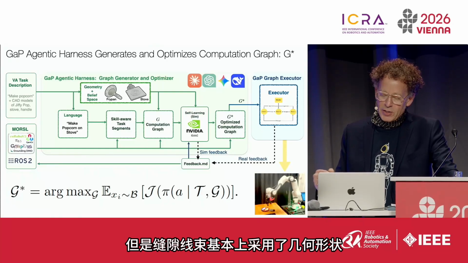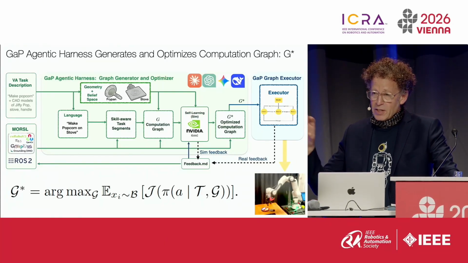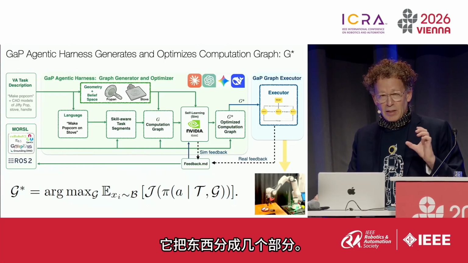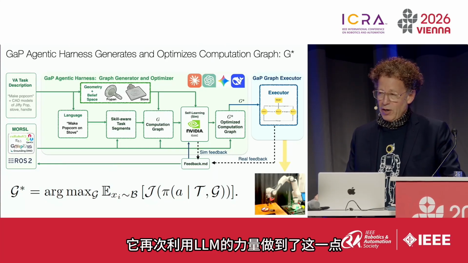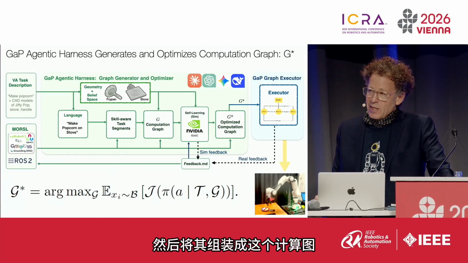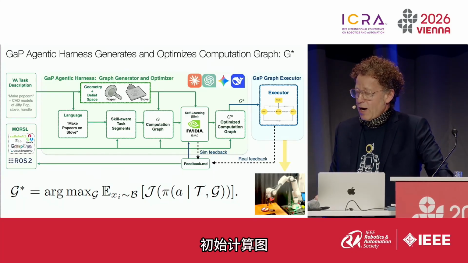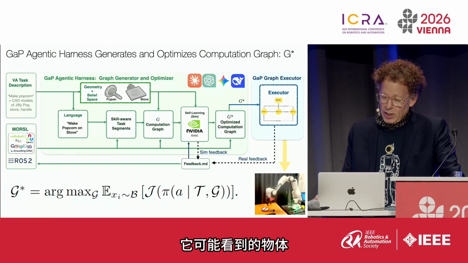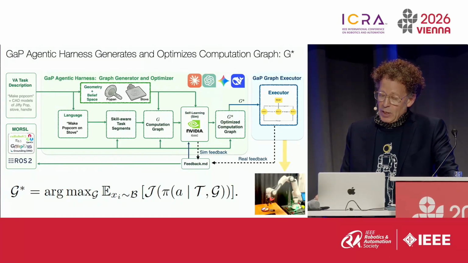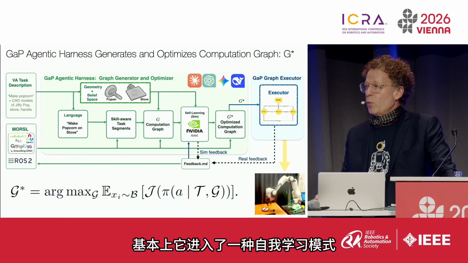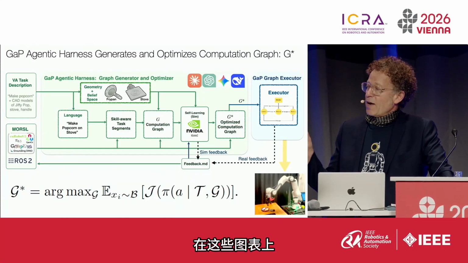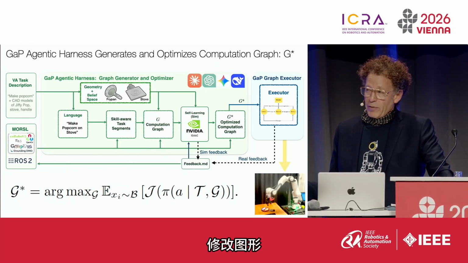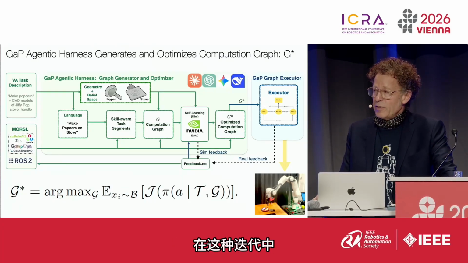But the GaP harness basically takes in the geometry, this task definition that I just showed you, and also the language description, and it breaks things down into segments. Again, it does that with the power of the LLM, and then assembles that into this initial computation graph. And then it instantiates that with parameters based on the geometry of the objects that it may see. And then basically it goes into a self-learning mode where you're iterating over these graphs. You're trying to improve the graph by executing the resulting graph and seeing how it performs, and then modifying the graph. And these agentic systems are very good at this kind of iteration.